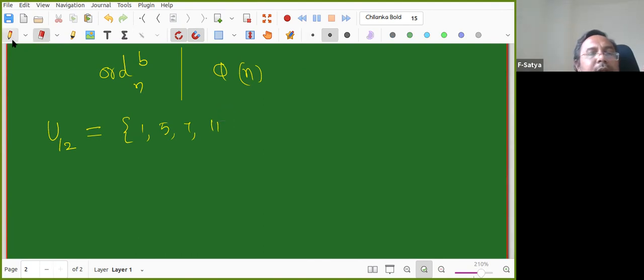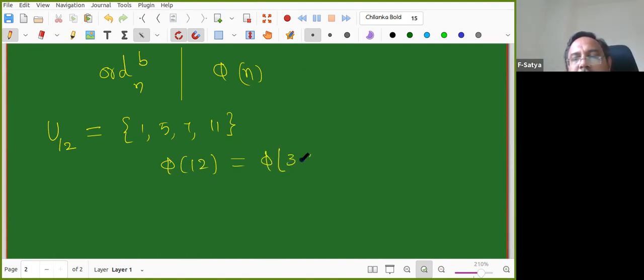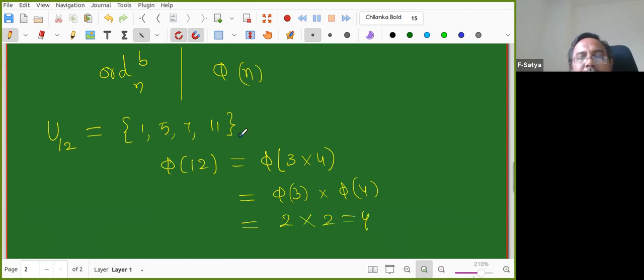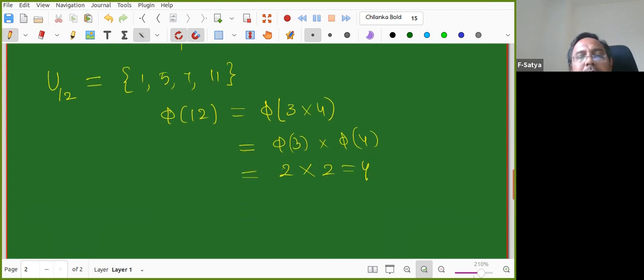So these are the numbers which are relatively prime to 12, right? And also you can see the Euler phi function, phi of 12. I'm just recalling, phi of 12 is equal to, this is 3 into 4, right? So Euler phi function is multiplicative, so it is phi of 3 into phi of 4, correct? Phi of 3 is how many integers relatively prime to 3? Only 1 and 2, 3 is not relatively prime, so it is 2. Phi of 4 is also 2, we get 4. So we also see that there are 4 elements here, right?